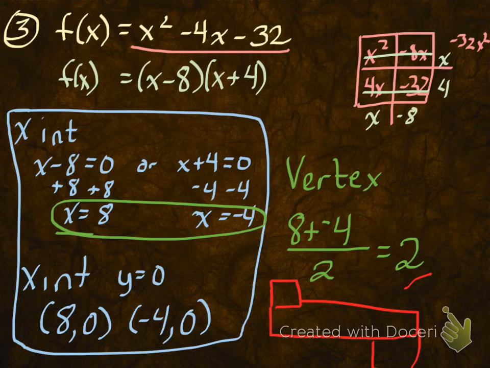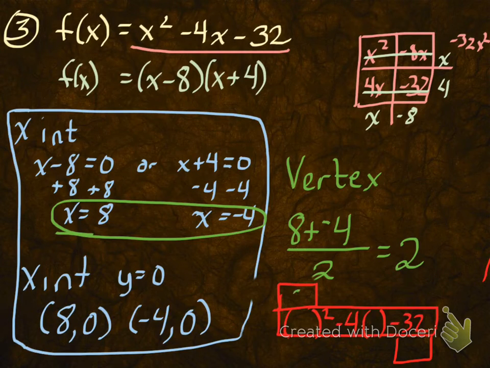2 into our rule, x squared minus 4x minus 32. So we're plugging that 2 in. So 2 squared is 4, minus 4 times 2, which is 8. So 4 minus 8 is negative 4, minus 32 is a negative 36. And so my vertex is at 2, negative 36.